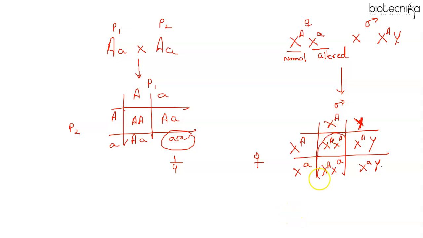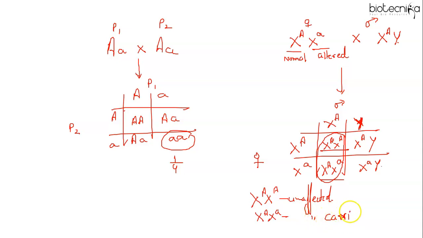So if we see the daughters, this one will be unaffected, 50% will be unaffected. This will also be unaffected, but will be a carrier. And in case of sons, this one will be unaffected and this one will be affected. So 50% unaffected, 50% affected.